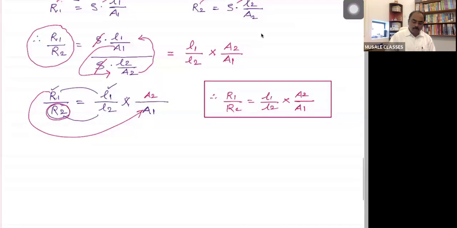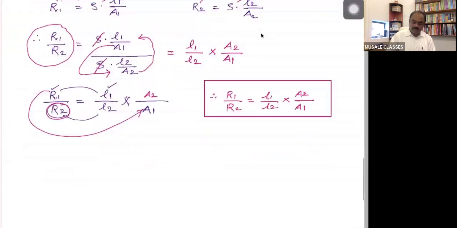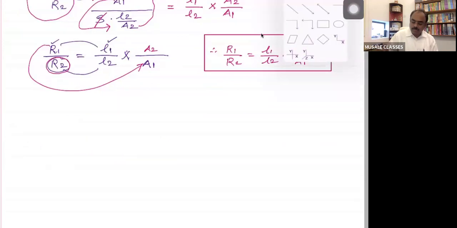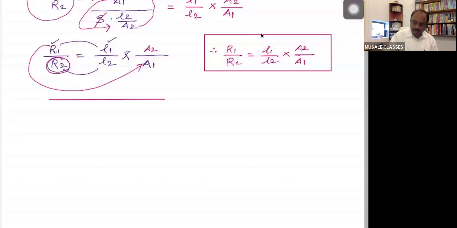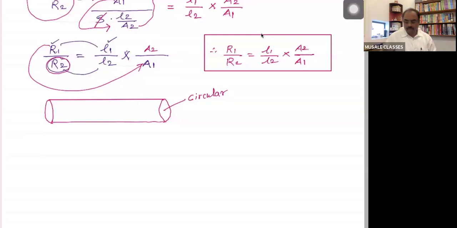Okay, now we will proceed further. I will draw one more diagram for you. Let me draw it once again. This was your conductor. What is the shape of this conductor? What is the area? It is circular. And what is the area of a circle?